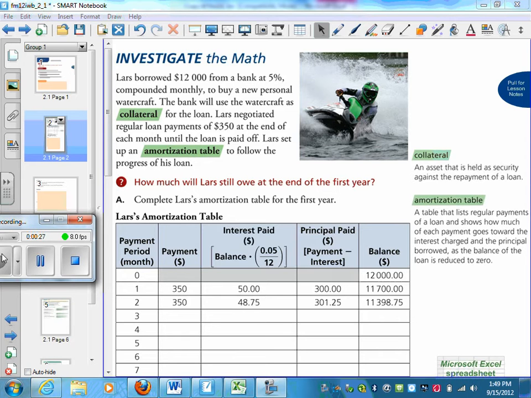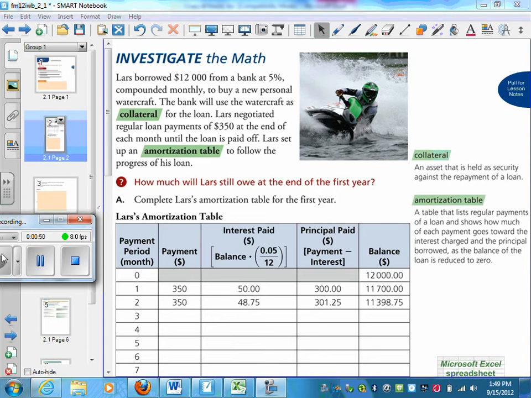So that's a table that lists regular payments of a loan, shows how much of each payment goes towards the interest and the principal as the balance of the loan is reduced to zero. So what we're going to do is complete this table. We're going to notice a couple of things about this table, and then we're going to put it into a spreadsheet because then it'll do a lot of the calculations for us.